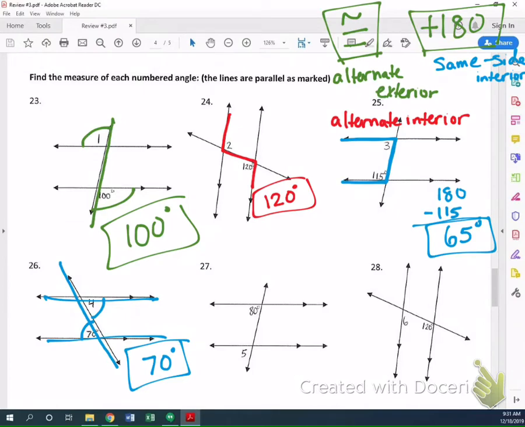Number 27. What type of angles are these? Actually, we haven't looked at these types yet. They're in the same position. We were talking about them on the previous page. When they're in the same position, that's called corresponding. Corresponding angles are also congruent. So this one's going to be 80 degrees.